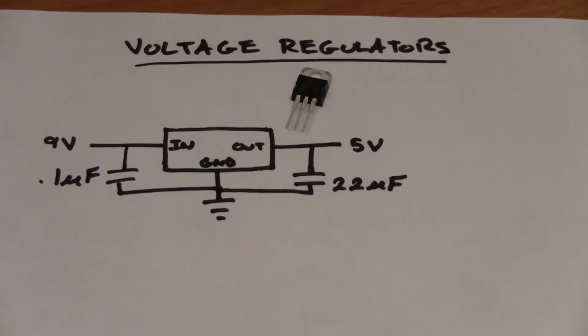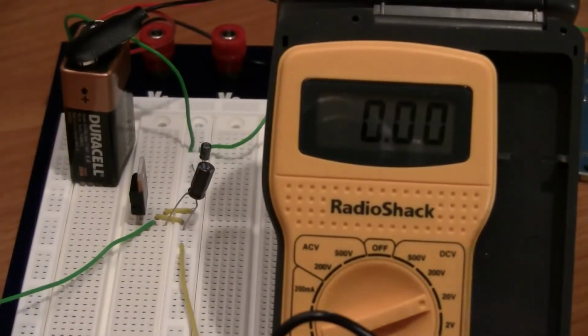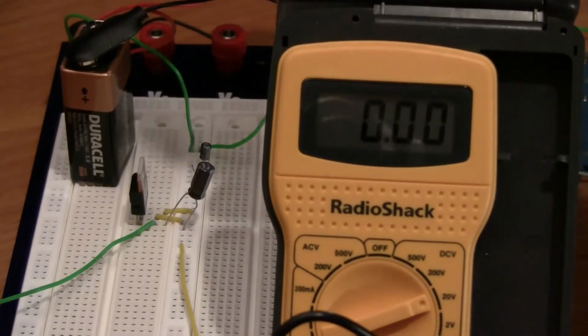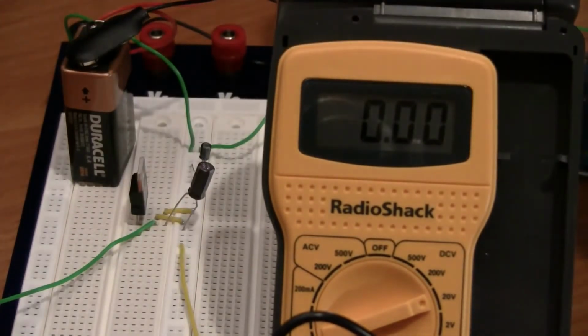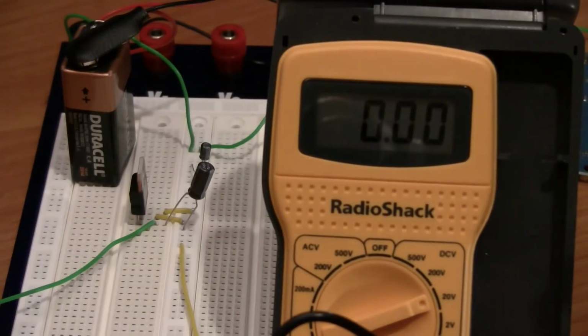Let's see what happens when we put this voltage regulator into a circuit. Here we have our voltage regulator hooked up in a circuit. Voltage regulator is right here. Note the heat sink that dissipates excess heat. We also have 2 decoupling capacitors as I described in the diagram earlier. This is all hooked up to a 9-volt battery on one end of the voltage regulator, and on the other end I have a multimeter showing the voltage output.